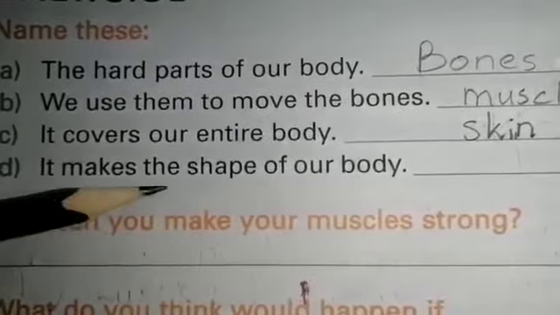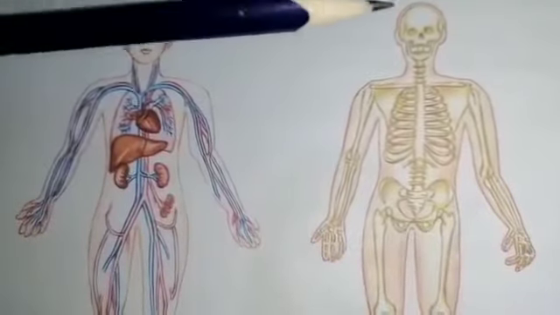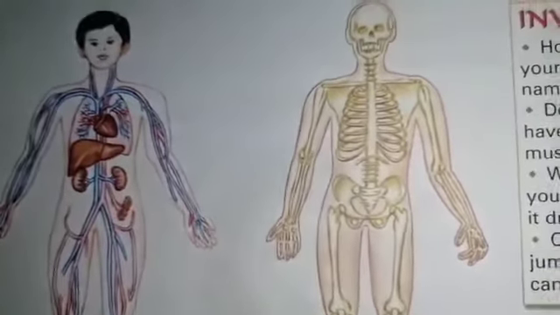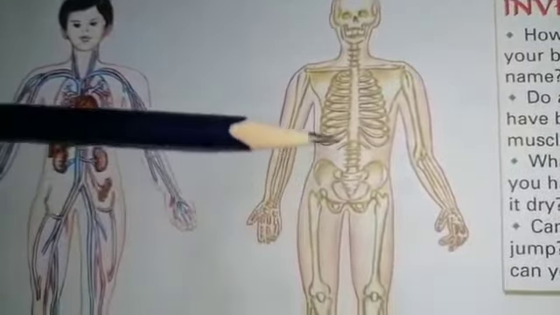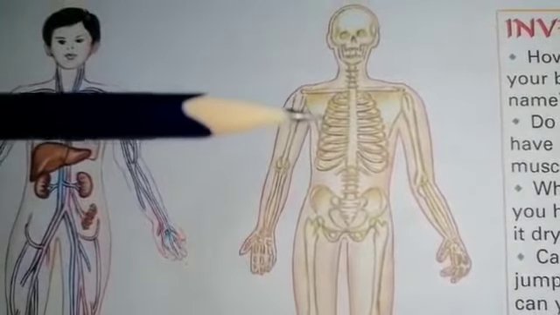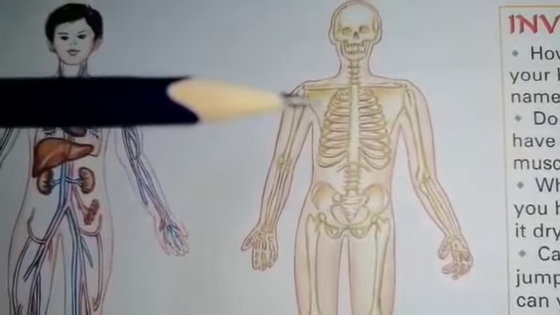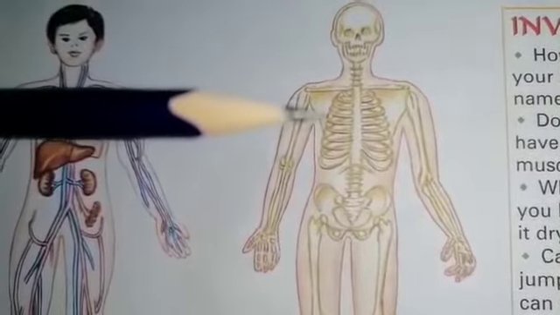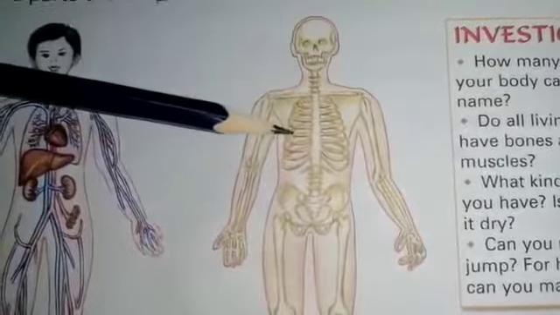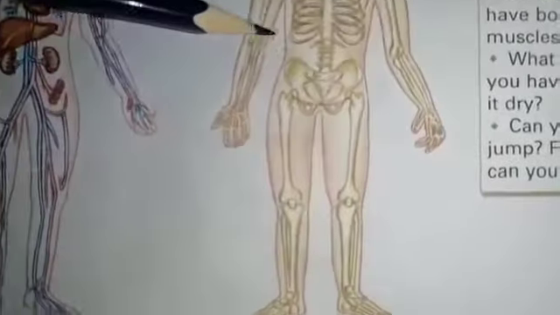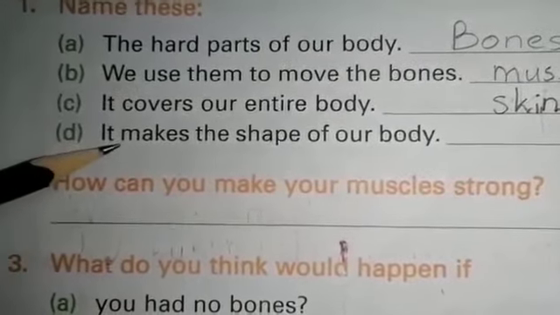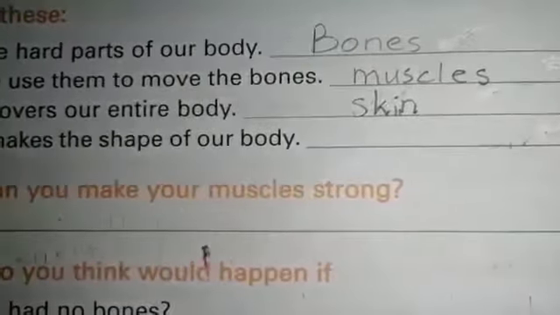D. It makes the shape of our body. As we have already discussed, the muscle portion is a soft portion, while the bones joined together form a skeleton, which is a hard and rigid portion. This hard and rigid skeleton helps us or supports us to move from one place to another. So what do you think, students? The thing that supports us will also maintain the body shape, as you can see. So here we will write D, it makes the shape of our body: skeleton.